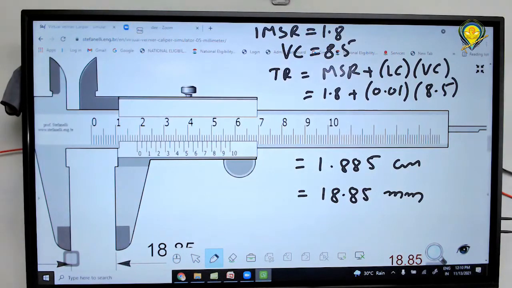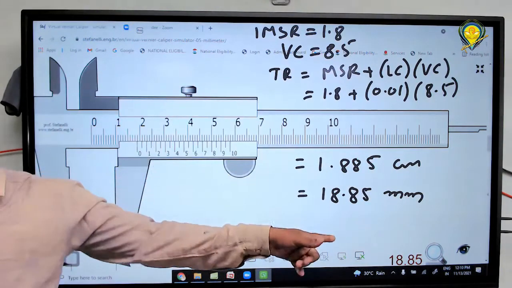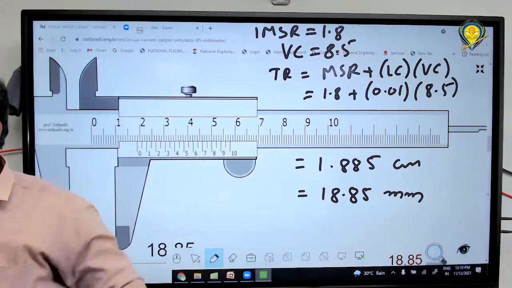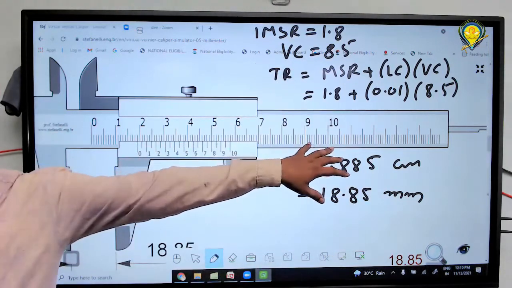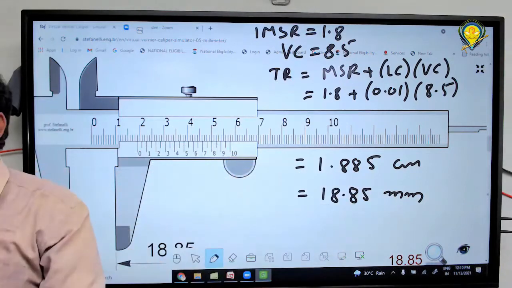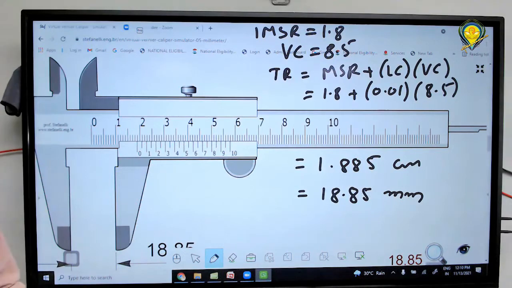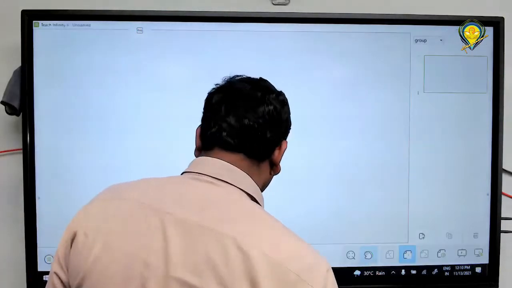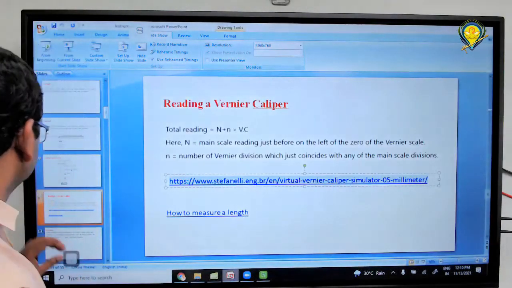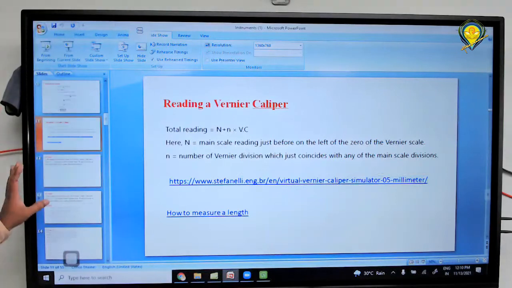So if you know our main scale reading and vernier coincidence, then we can calculate a total reading easily. This formula is similar to the total reading formula in the case of screw gauge. Both are the same. Is this clear? So how to measure total reading? Concept is clear or not?